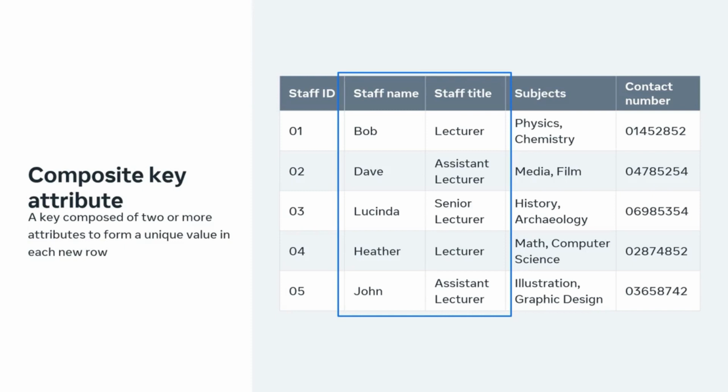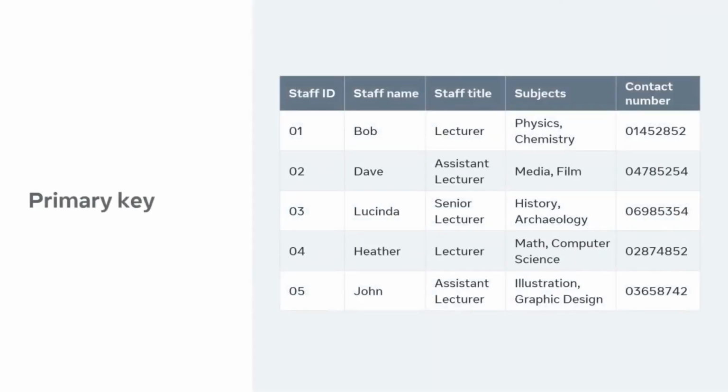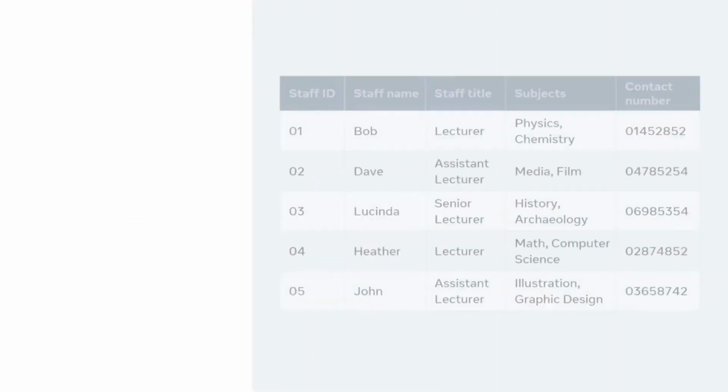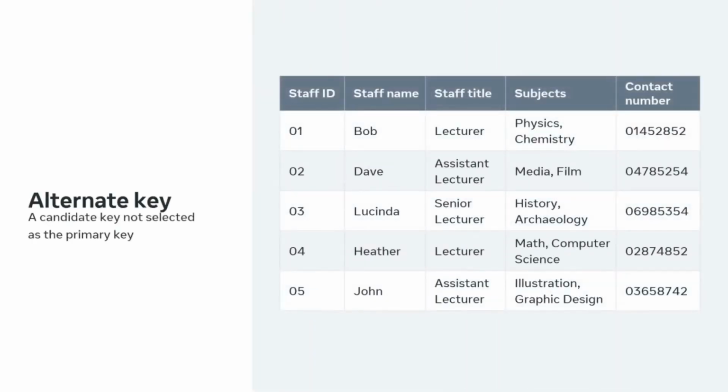A composite key is usually considered when a single attribute key can't be identified. A relational database must also contain a primary key, which you should already be familiar with. In the staff table, the staff ID is the primary key. An alternate key, also known as the secondary key, is a candidate key that was not selected to be the primary key. Just like a primary key, it's a column that contains a unique value in each field. For the staff table, the contact number is the secondary key on each row.